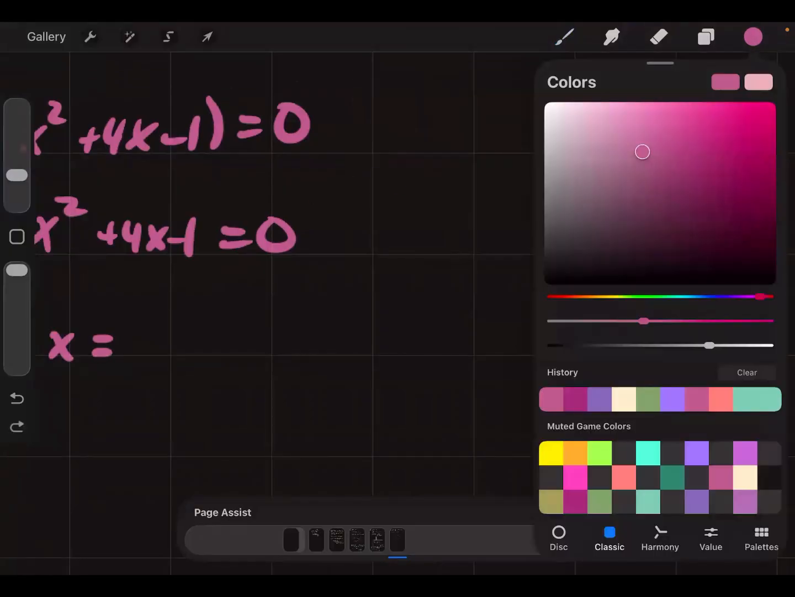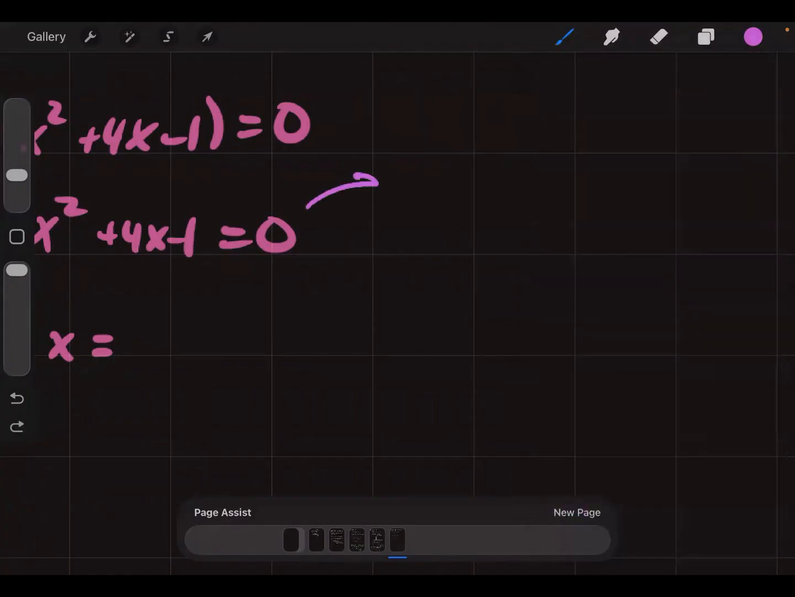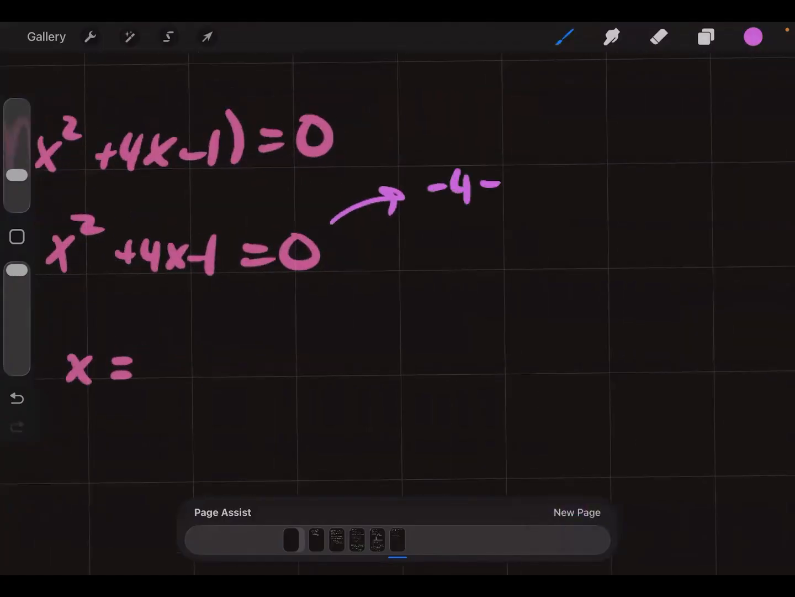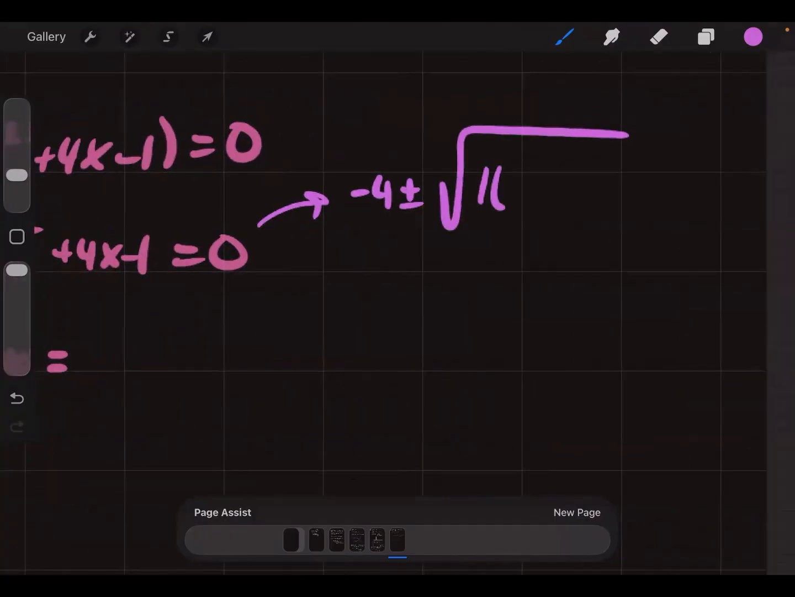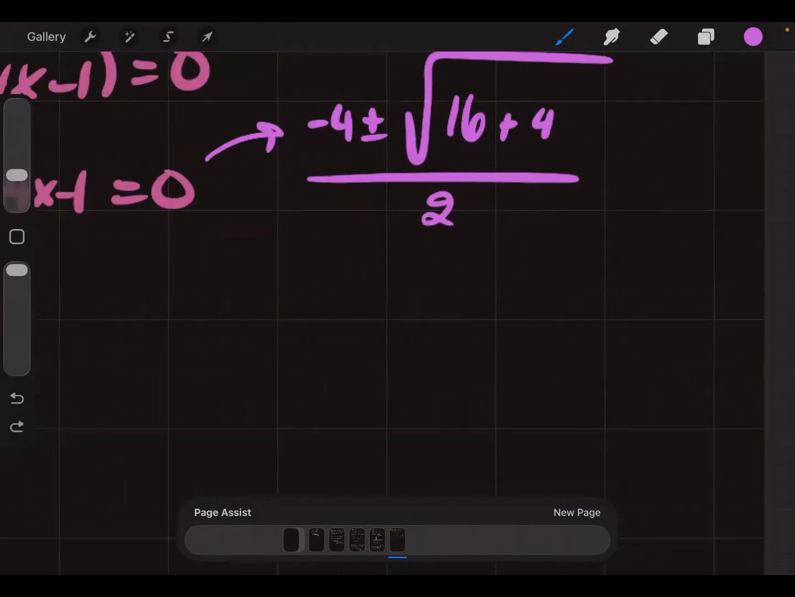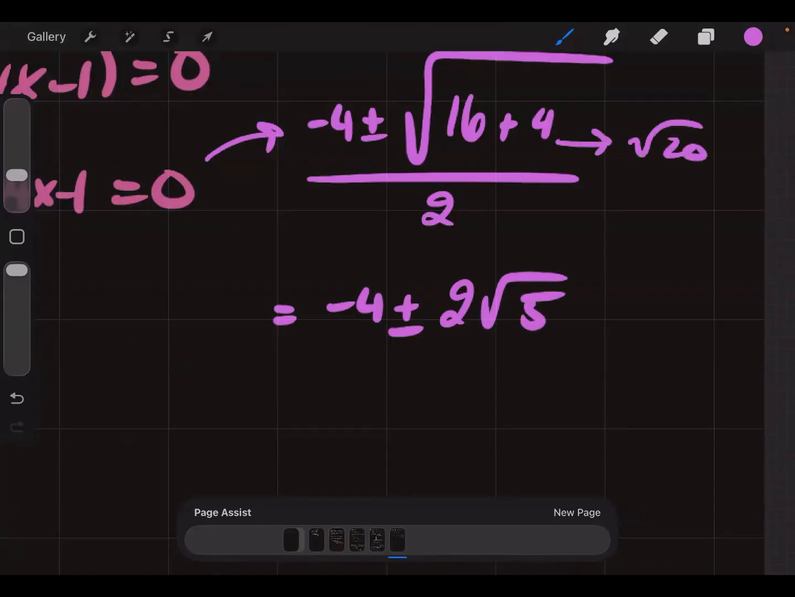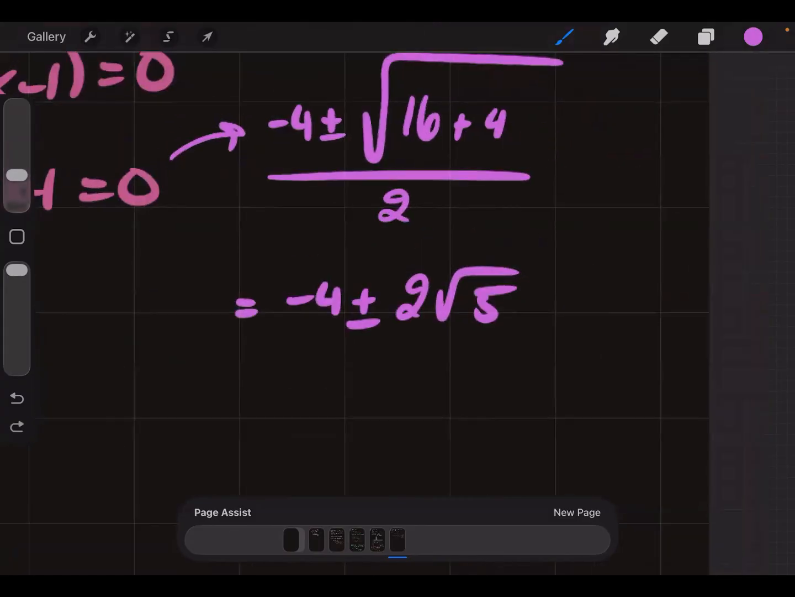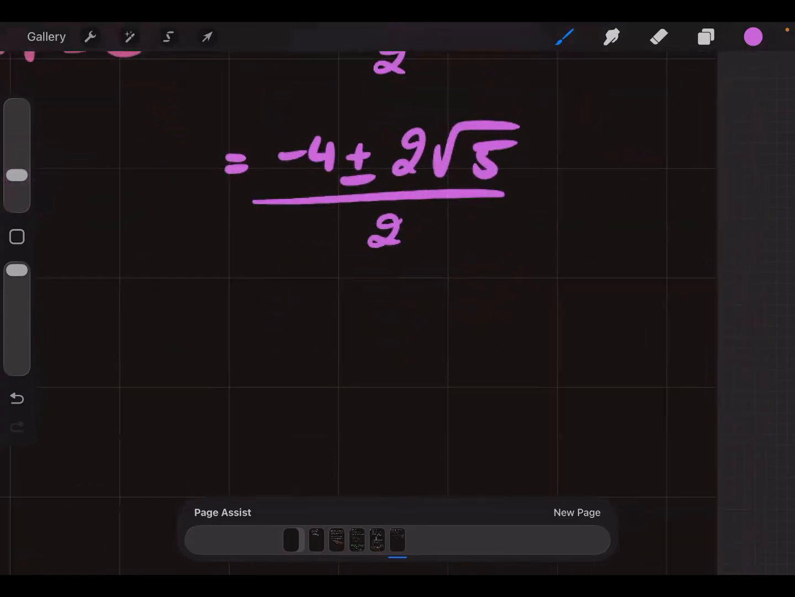You know, I'll do it in a different color. Let's do it in light purple. Negative b plus or minus the square root of b squared minus 4ac, where a is 1, and c is -1, so I'm going to turn that into a positive sign, all over 2a. a is 1. And that gives me -4 plus or minus the square root of 20. Square root of 20 is 2√5, all over 2, which can be simplified.